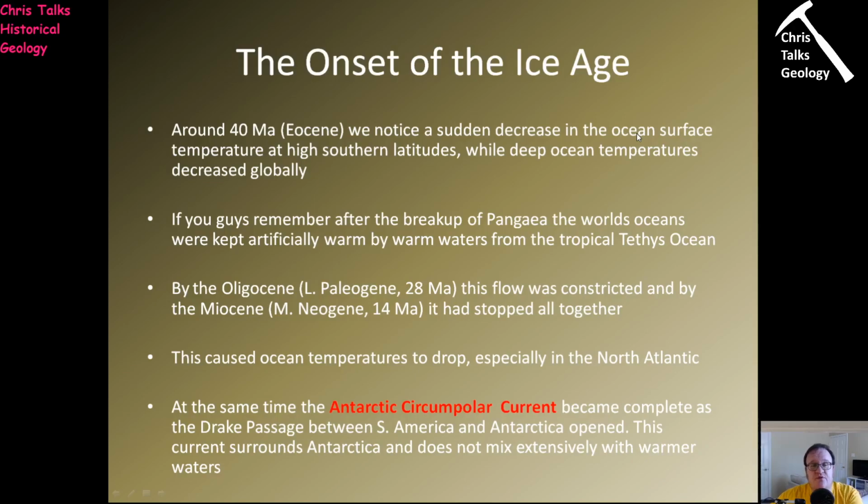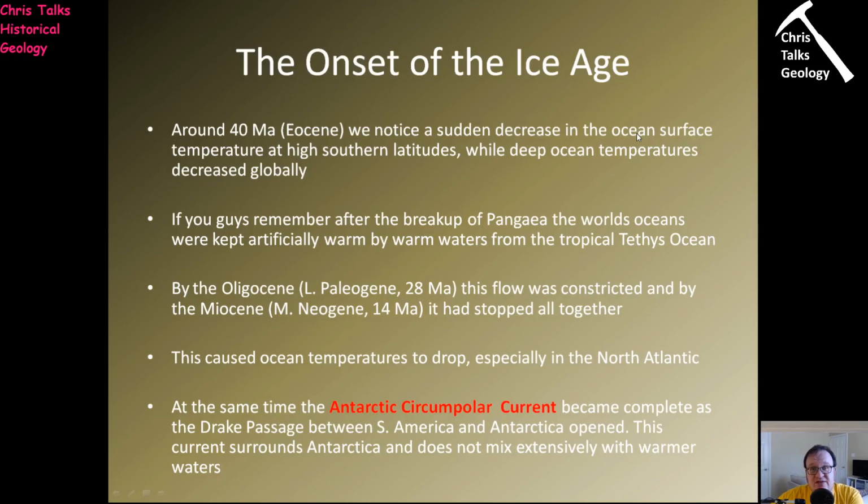Around 40 million years ago, we begin to notice a couple of things. First of all, there's a decrease in ocean surface temperatures at high southern latitudes. So we begin to see that water temperatures towards Antarctica begin to get colder. We also notice that on a global scale, deep ocean temperatures begin to get colder as well.